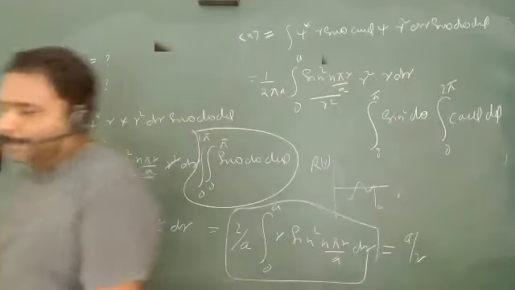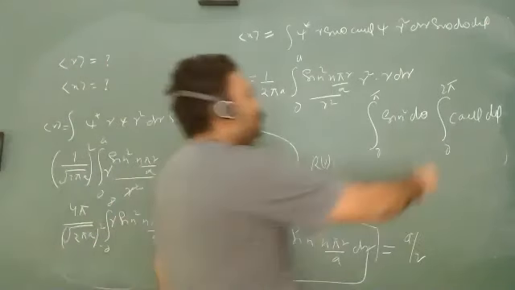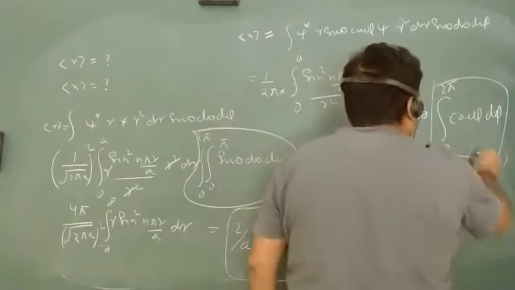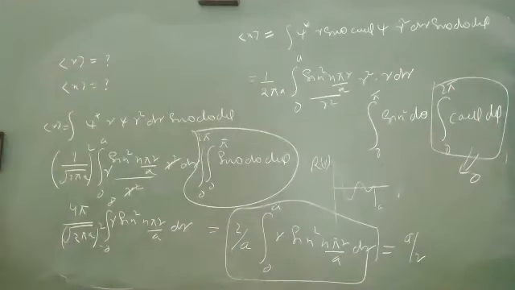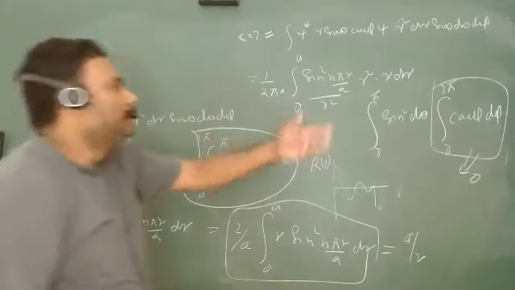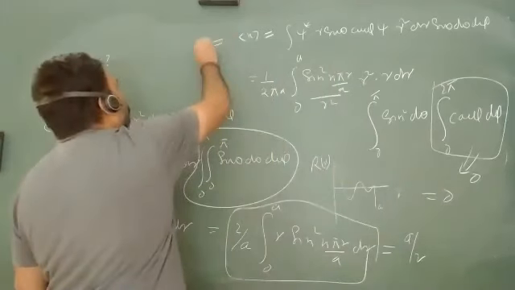Now, what will be this integration? The last term is 0, sir. Last term 0. This will be 0. So there is no need to do anything. So this term is 0. So everything is 0. So expectation value of x will be 0.